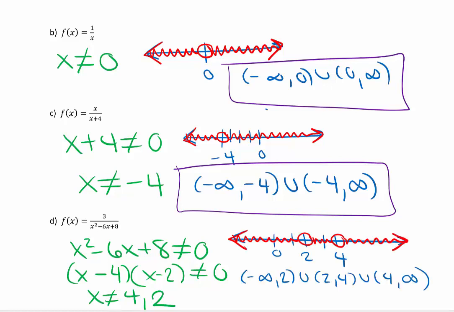Removing two numbers from the number line divides that into actually three intervals, and so our domain is everything smaller than 2, everything between 2 and 4, and everything larger than 4. That's all numbers except for 2, except for 4. Again, notice I used the parentheses in the interval notation. That's really important. That's because we're saying that the 2 and the 4 are actually not part of that domain.